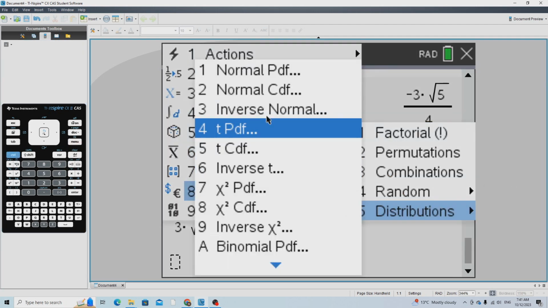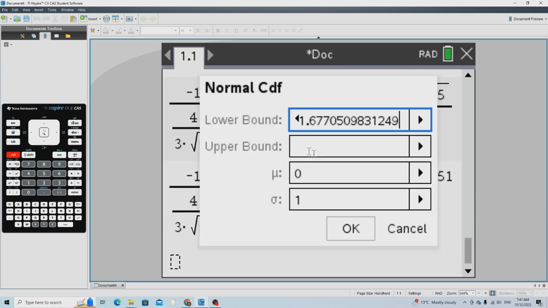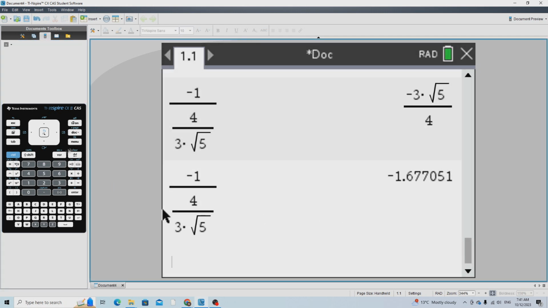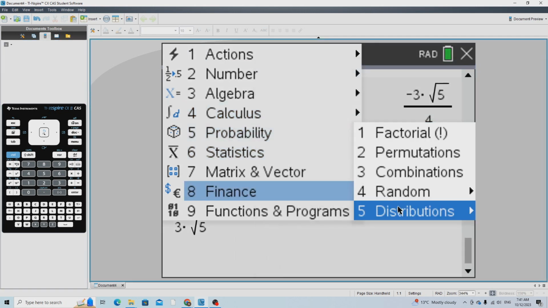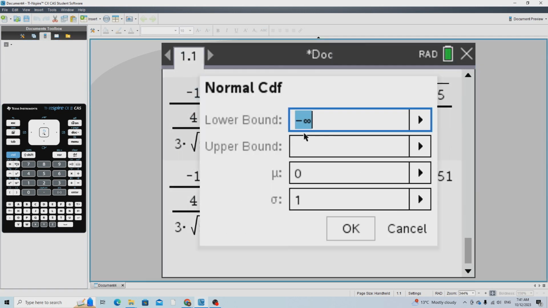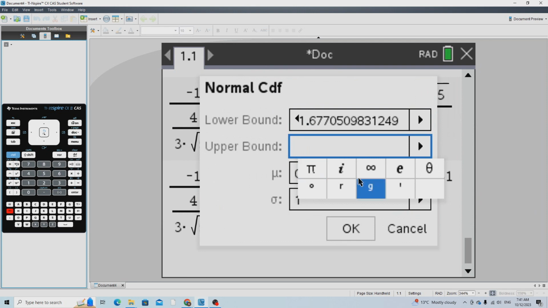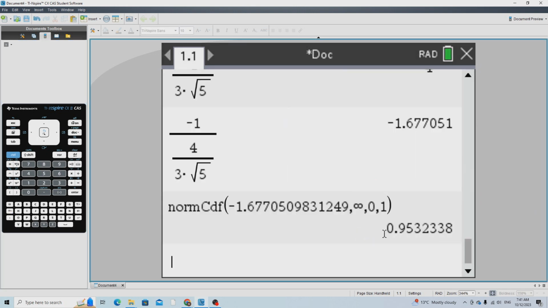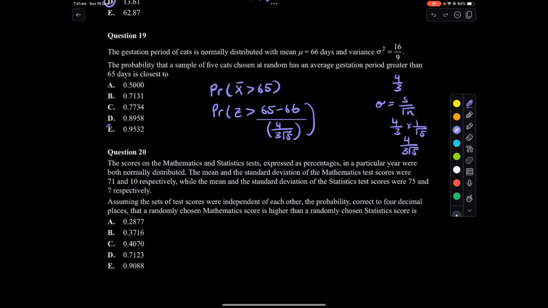Probability distribution and go to normal CDF. So we're saying this point over here must be greater than 0, and we're using the standard normal distribution, so we don't change those. Press OK, nothing happened. Let me try it again. So this goes to infinity. Press OK, and we get 0.9532, which is E.